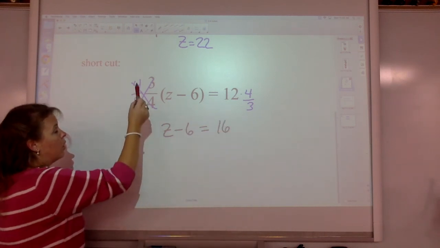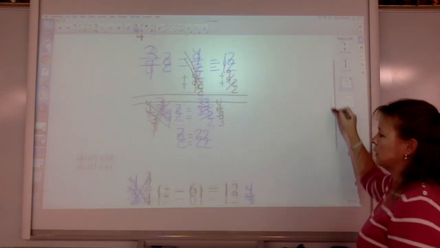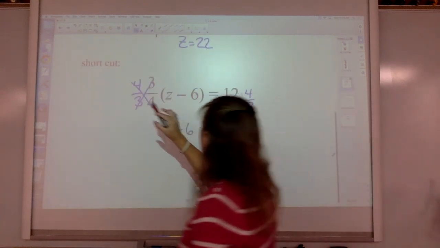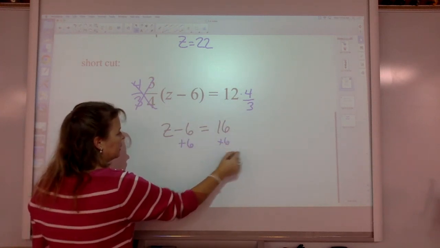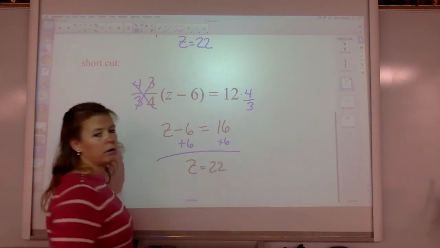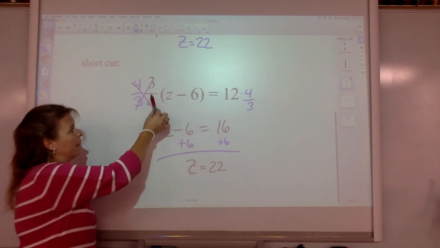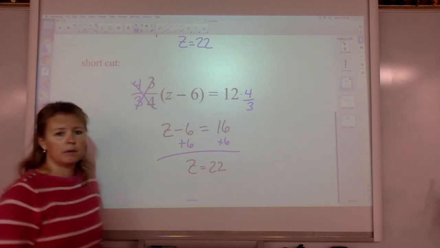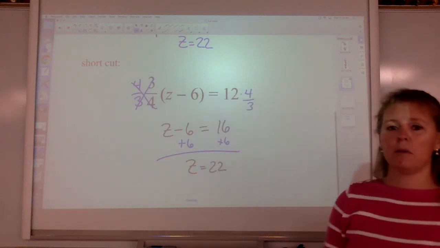You just went from all of this mess, if you use the distributive property, to 2 steps. Multiply by the reciprocal, add 6 to both sides. Still the same result, but wouldn't you much rather do the shortcut? Okay, if there's a fraction times a parenthesis, multiply by the reciprocal, get rid of it. All right, that's all I have for you.